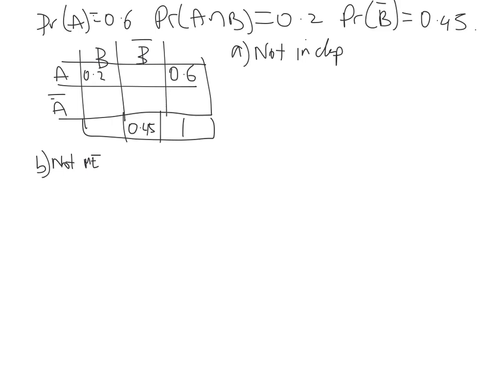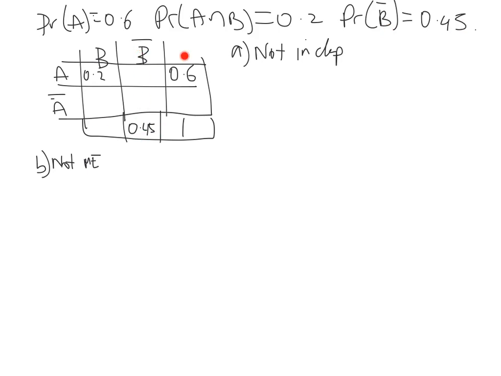Now our next question asks us to take some information, put it into a two-way table, and then also prove that events are not independent, not mutually exclusive, and then to perform a calculation. So what we've got here: the probability of A equals 0.6, A intersection B equals 0.2, and the probability of not B is 0.45. We can put that into a two-way table here. So probability of A is 0.6, so A gives 0.6. 0.2 for A intersection with B, and not B 0.45.